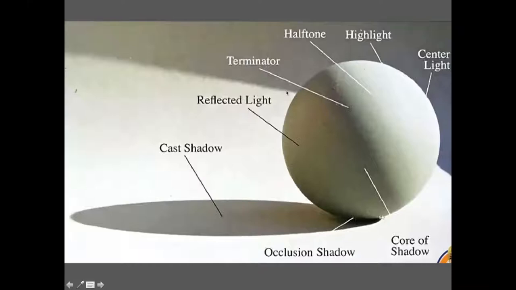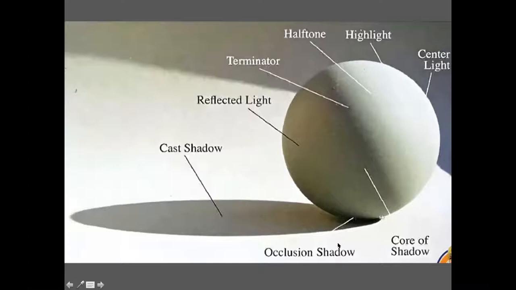So terminator or shadow edge, this is called the cast shadow. Anytime there's light and shadow on an object, there's going to be a cast shadow, because an object is going to block light from hitting another surface. The very darkest part of the shadows are called the occlusion shadows, or, again, that's a relatively recent term in my experience. I used to just call them the shadow accents, but either occlusion shadow or shadow accent.